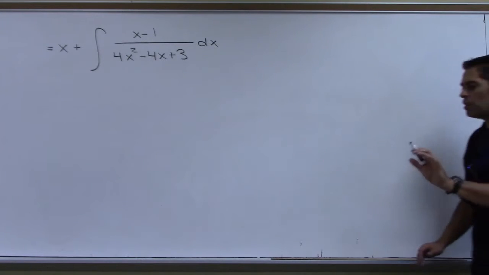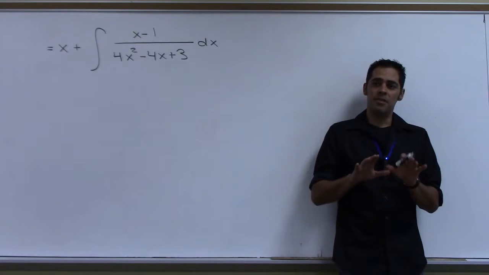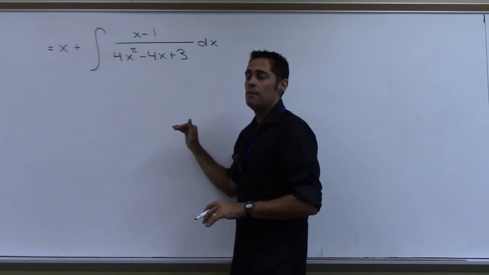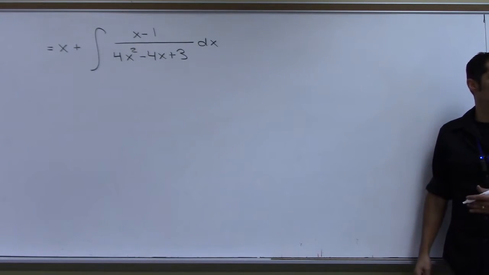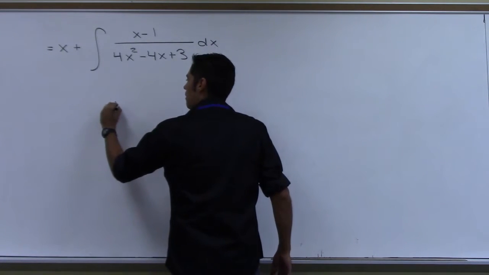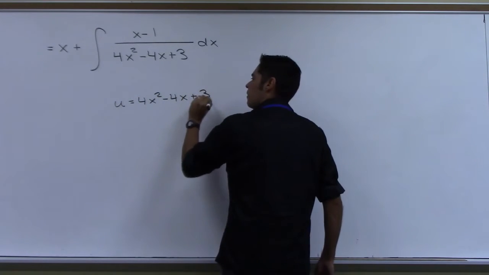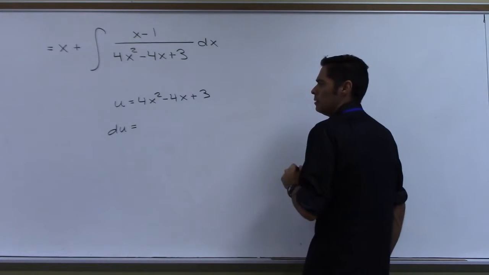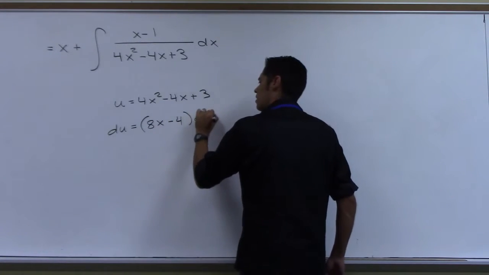Look at this. This is really important because I do this differently than the book does. This is the technique I always use when I see an irreducible quadratic and a linear expression on top. I always try and make the numerator look like the derivative of the denominator. That's what I always like to do. So I let the bottom be u. Let's see, what would the derivative here be? 8x minus 4, right? Parentheses dx.